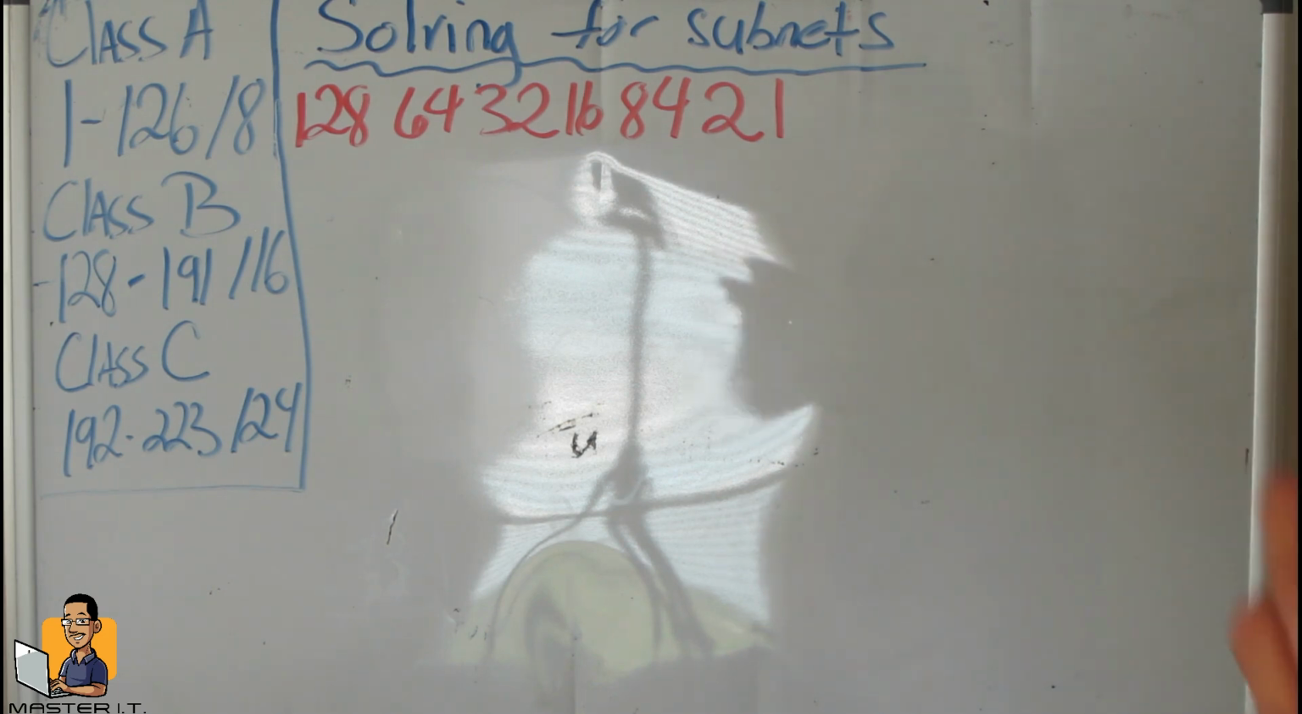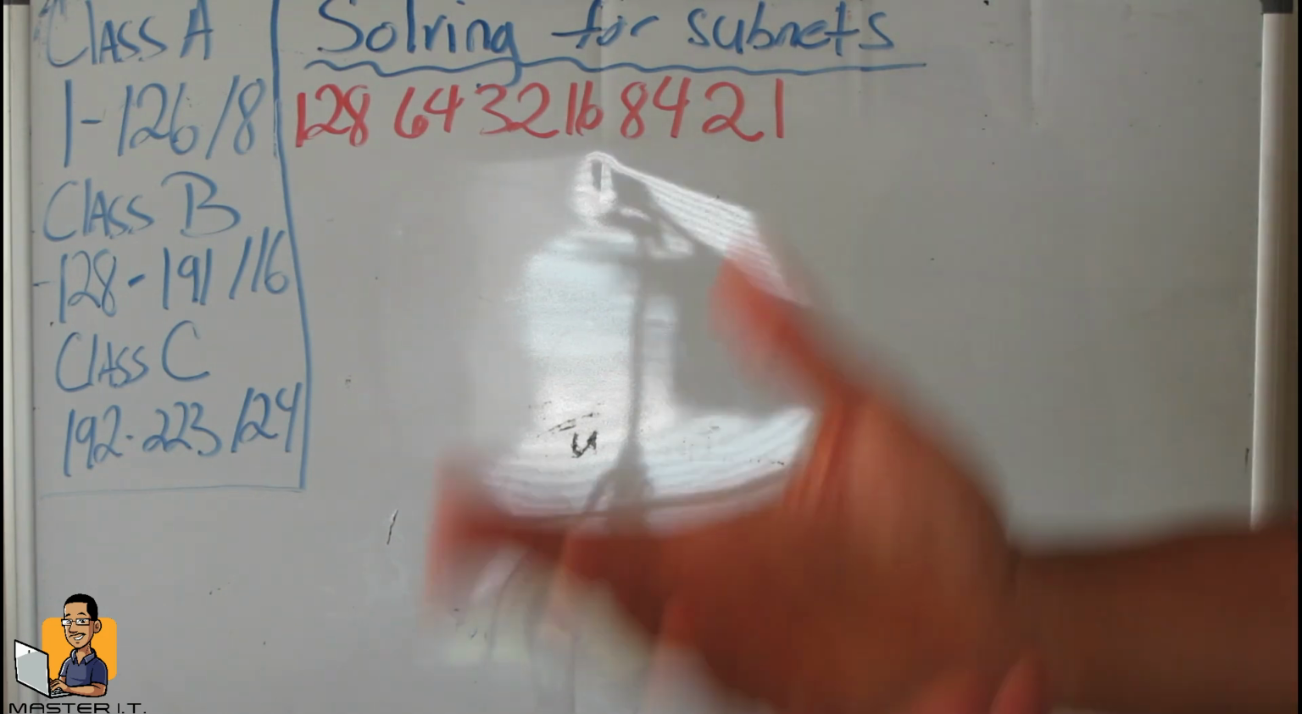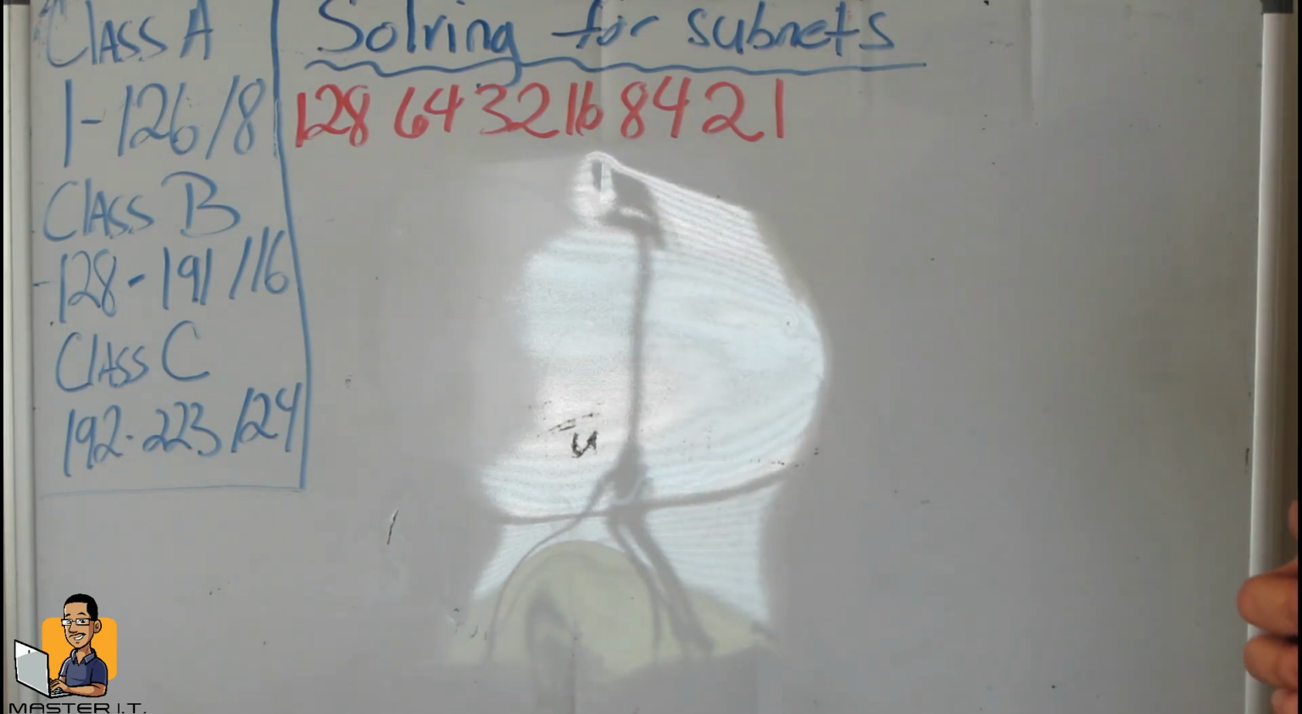How many devices could we fit on a network with a slash 25? Perfect. 126 devices. 126 devices is how many devices we could fit on a network with a CIDR of a slash 25. Now we're going to figure out how many subnetworks we can actually create.